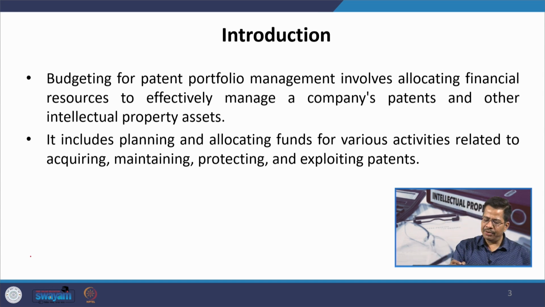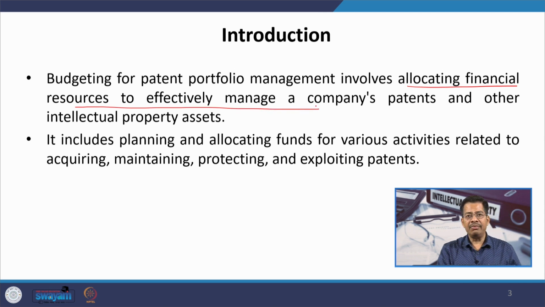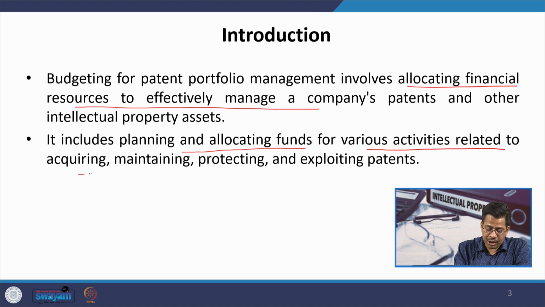Budgeting for a patent portfolio involves 2-3 important things. For example, it involves allocating not only financial resources, but also various other resources, which can include even manpower, that is, how many persons will be working in those IP R&D activities. So, budgeting is a very broad term, and generally we consider only one aspect of budgeting, that is the funds related aspect. It includes planning and allocating funds for various activities related to acquiring, maintaining, protecting and exploiting patents.